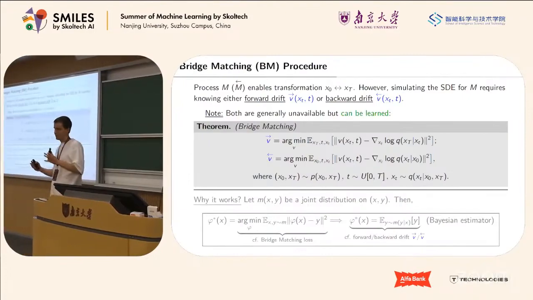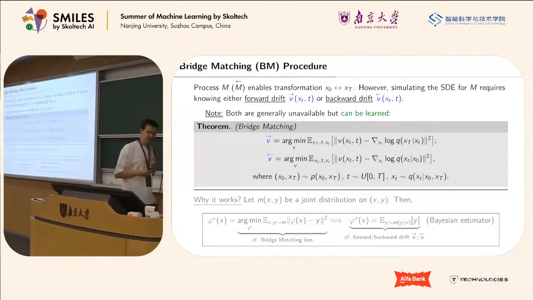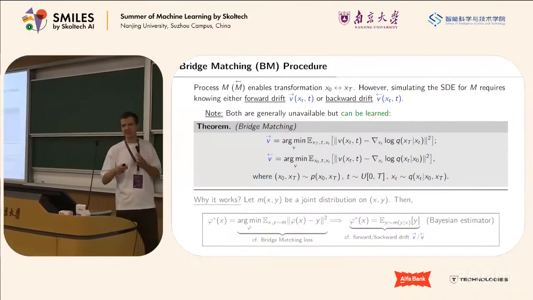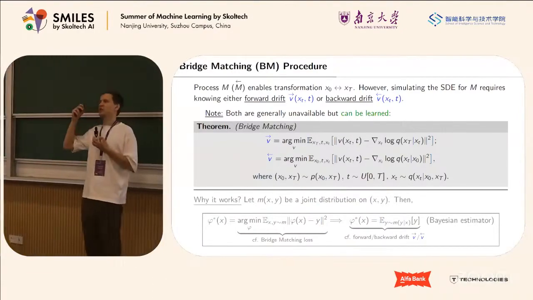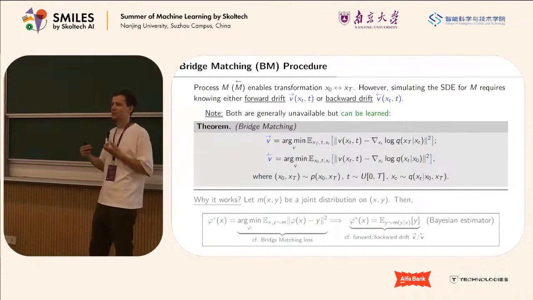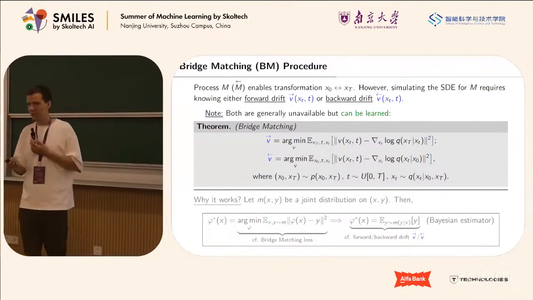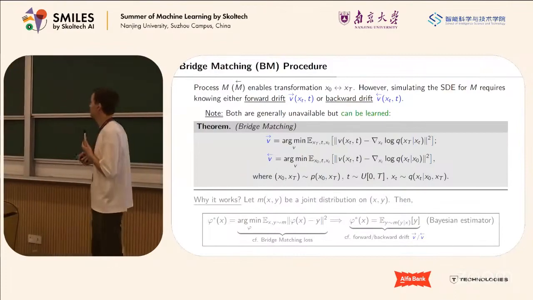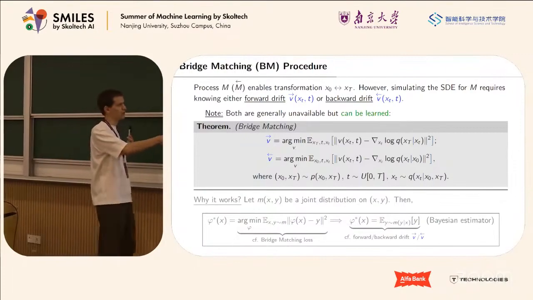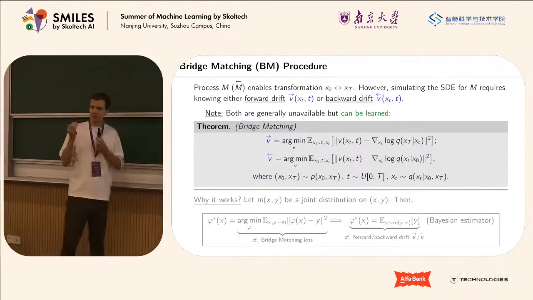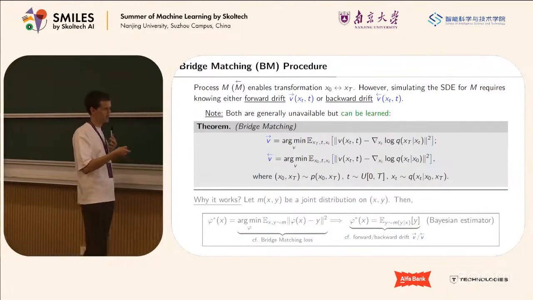How to learn it? As I already told you, the direct drift of the Markovian projection is intractable. But fortunately, like in flow matching, you can design some regression type objectives to learn this drift from your data with a neural network. These are two objectives which are shown here. One objective is for learning the drift of the forward Markovian projection, and one is for learning the drift of the reverse Markovian projection.